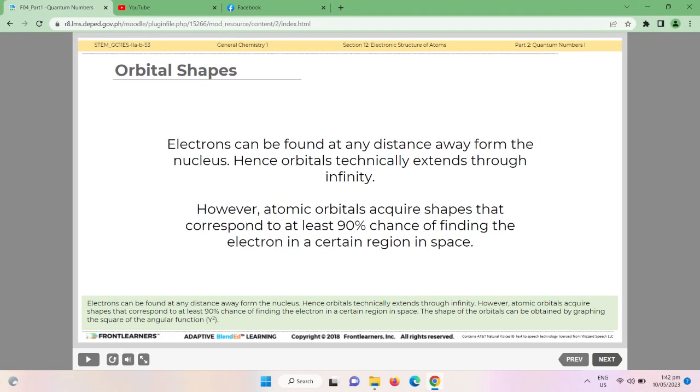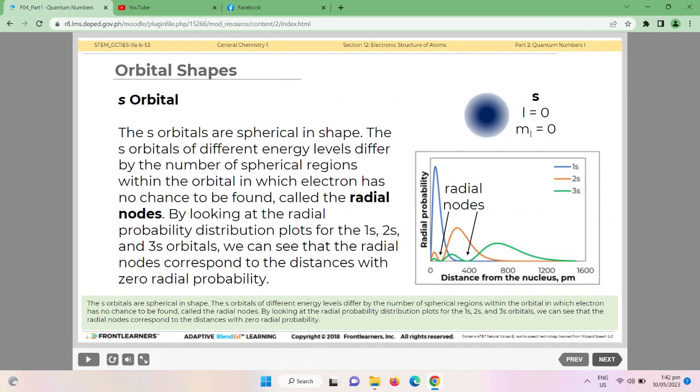Electrons can be found at any distance away from the nucleus. Hence, orbitals technically extend through infinity. However, atomic orbitals acquire shapes that correspond to at least 90% chance of finding the electron in a certain region in space. The shape of orbitals can be obtained by graphing the square of the angular function, psi squared. The s orbitals are spherical in shape.